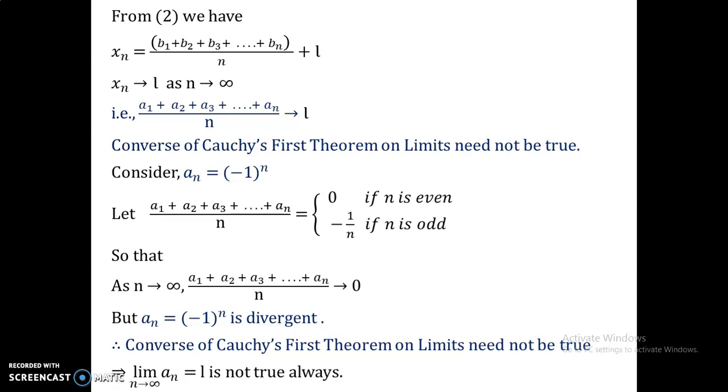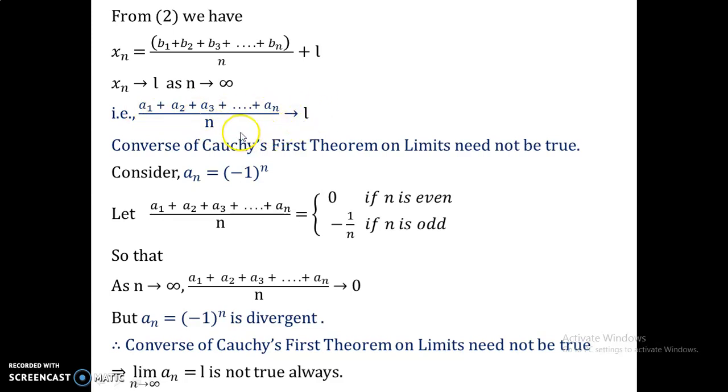So from equation 2 we can substitute, as we know that xn is b1 plus b2 plus b3 and so on plus bn by n, plus the other term. Xn approaches L means it converges to this limit as n approaches infinity, because as we know that term is 0, the only thing that remains there is L. That means it contains only a1, because the term bn is also a term in terms of an, so a1 plus a2 and so on plus an by n approaches the limit.